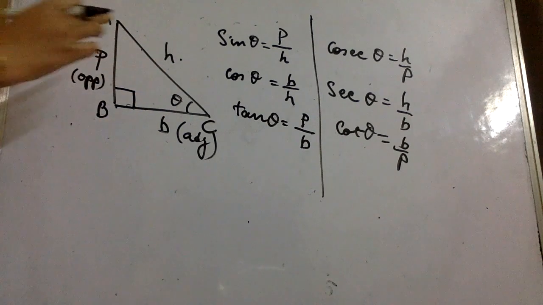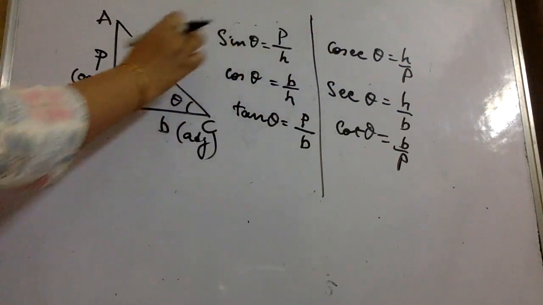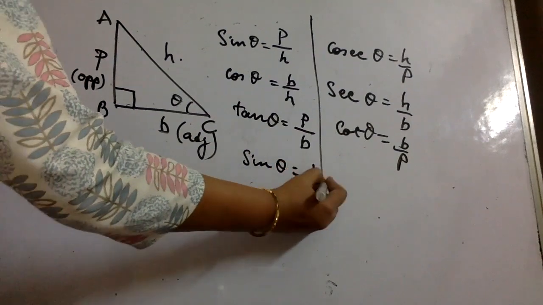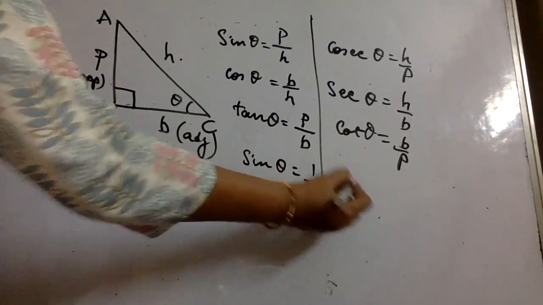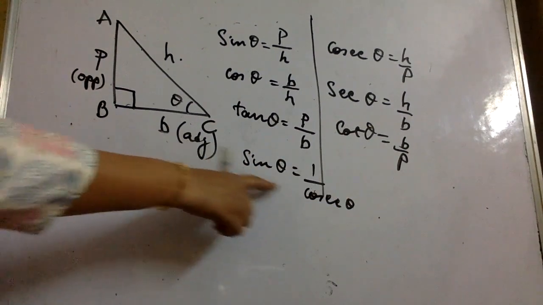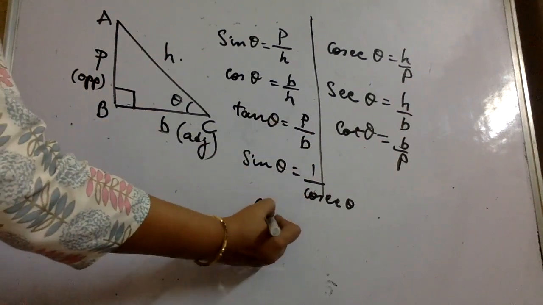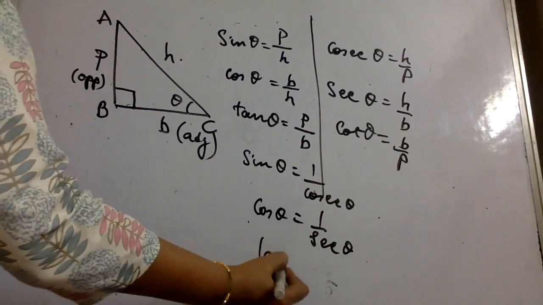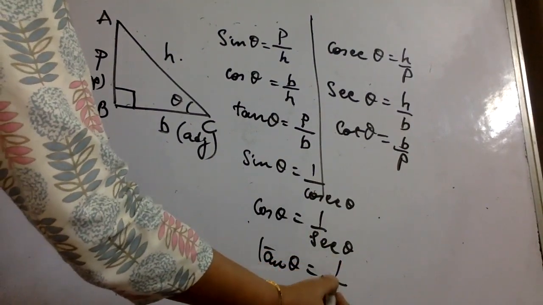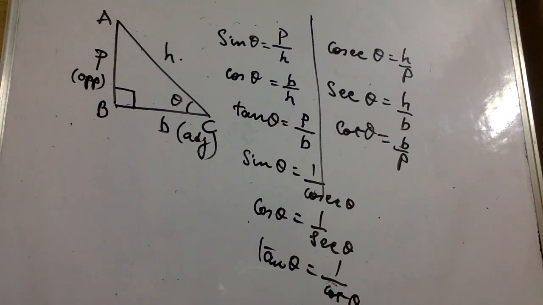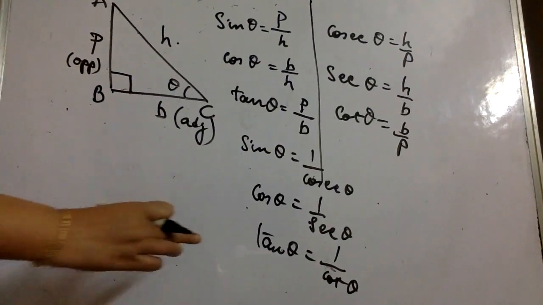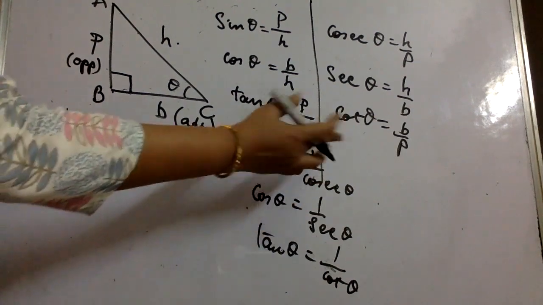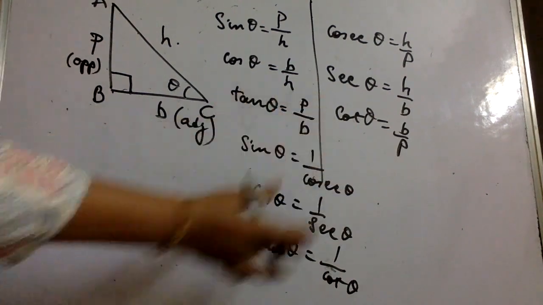One thing, as I said, sine and cosec are reciprocals. Therefore, I can write sine theta is equal to 1 by cosec theta. So sine into cosec becomes 1. Cos theta is equal to 1 by sec theta, and tan theta is equal to 1 by cot theta. Later you will see that very often we write tan theta into cot theta is 1, cos theta into sec theta is 1, and sine theta into cosec theta is 1.